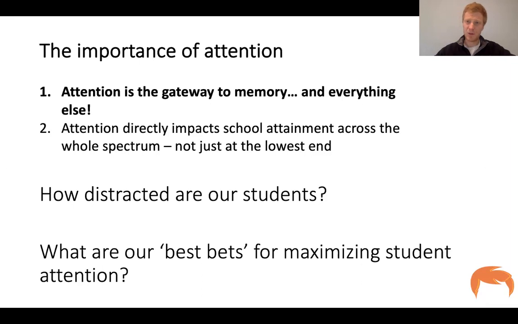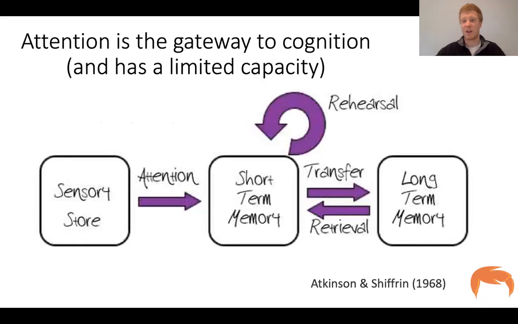Firstly, attention is the gateway to every other cognitive process, to memory, to problem solving, to language learning. Every other clever, higher order cognitive process that we as humans are so good at is dependent upon attention, as this model hopefully helps to illustrate. So this is a model of memory. It's quite dated now, it's from the late 60s, but it does a nice job of illustrating the point I'm trying to make.